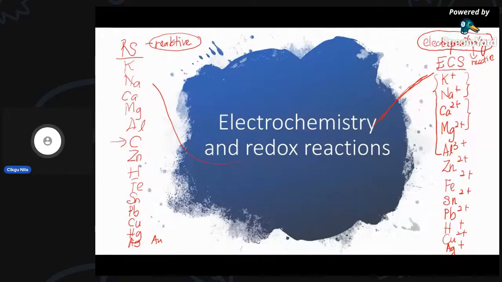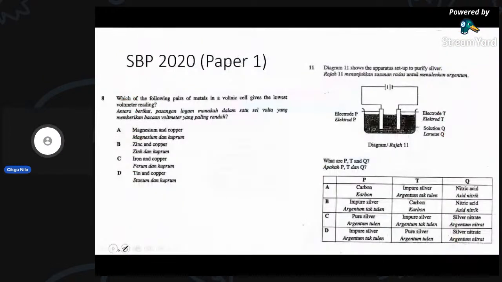Okay, so we look at the questions. I start with the SBP paper. If you have it yourself or have already tried it, that's good. Trial papers are very important, so I assume all of you have completed them. Maybe questions from here will come out. Looking at question number 8, SBP 2020 paper 1: which of the following has the following types of metal in a voltaic cell?